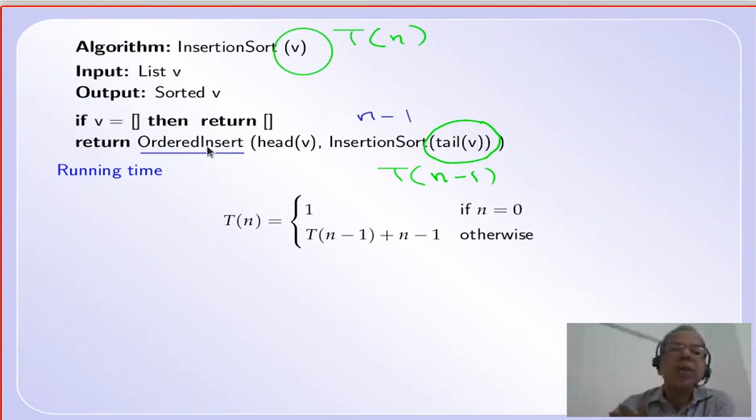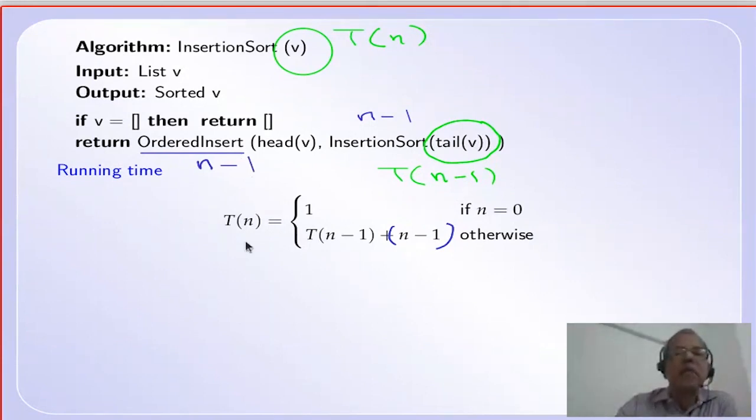So how many comparisons will ordered insert take? n minus 1 comparisons. If you put n, it does not make much difference. In asymptotic growth, such things disappear. It is very important: maybe I made a mistake in saying that the basic operation is ordered insert. The basic operation is still comparison. The running time of the call is T of n. The running time of the recursive call is T of n minus 1. The running time of ordered insert is n minus 1.